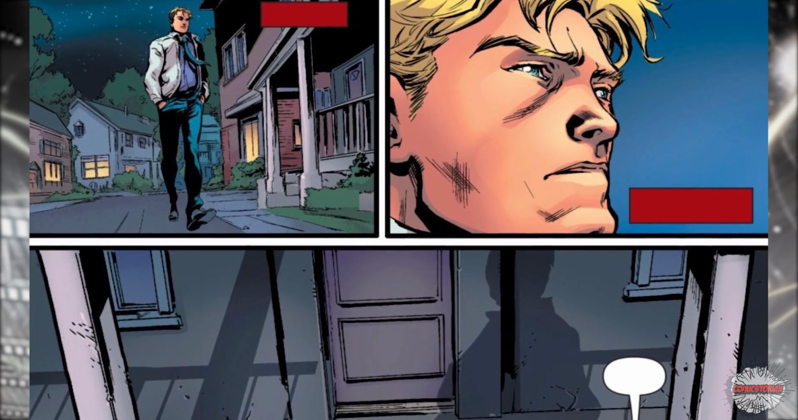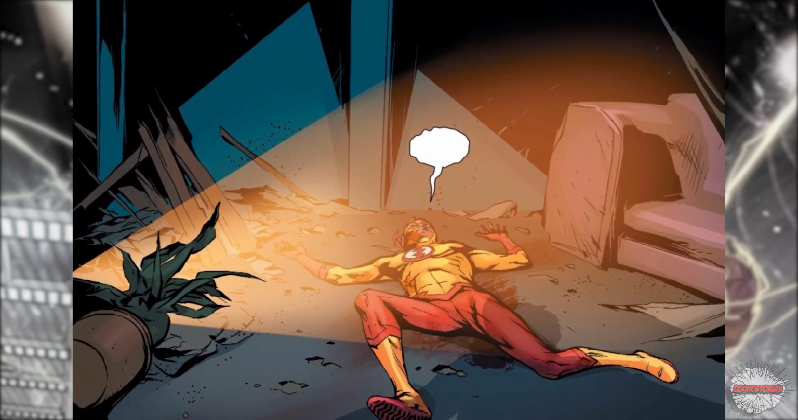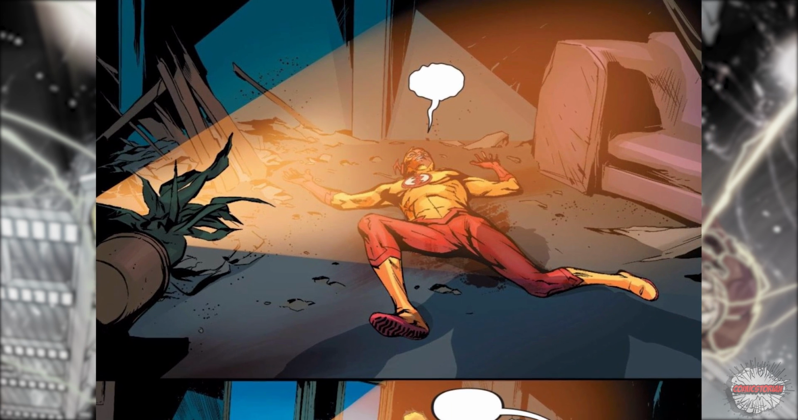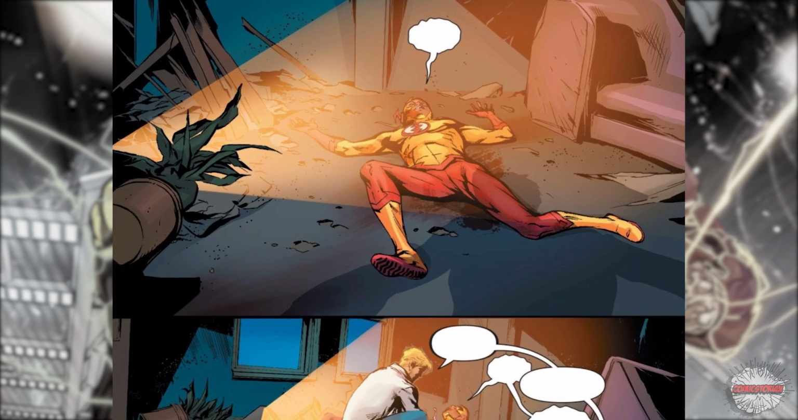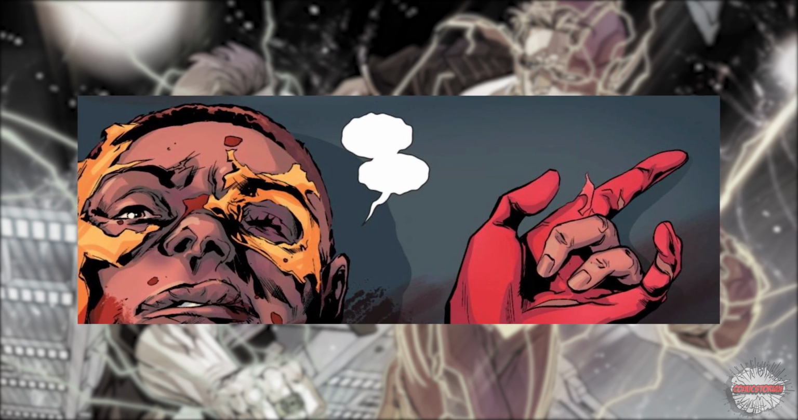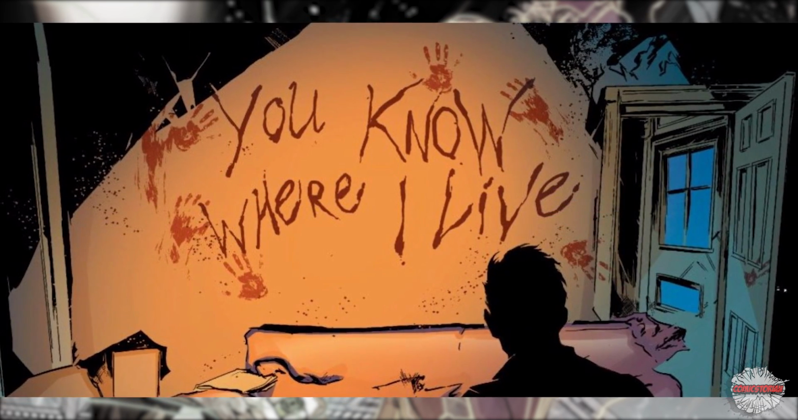He walks up to the door to find it ajar, and already he's unsettled by that. He walks in to find the place torn apart and Kid Flash on the ground groaning. He sees Barry and he tells him, the Speed Force is trying to heal me, but something is wrong. And Barry asks, where is Iris? Wally points to the wall. Thawne, he left you a message. Barry looks up to see, you know where I live.